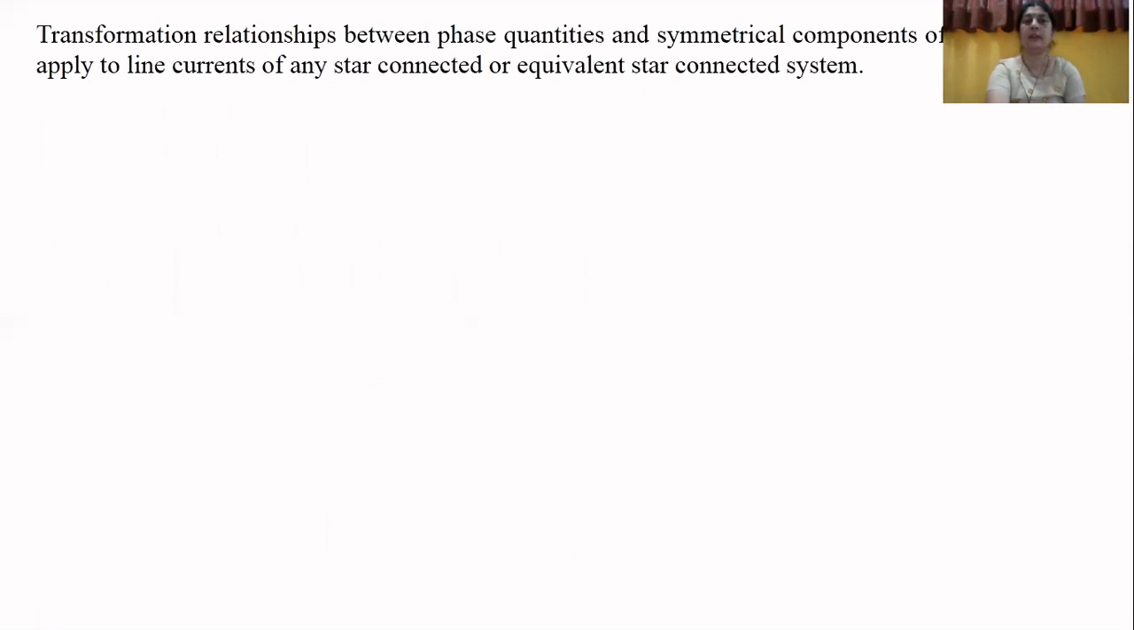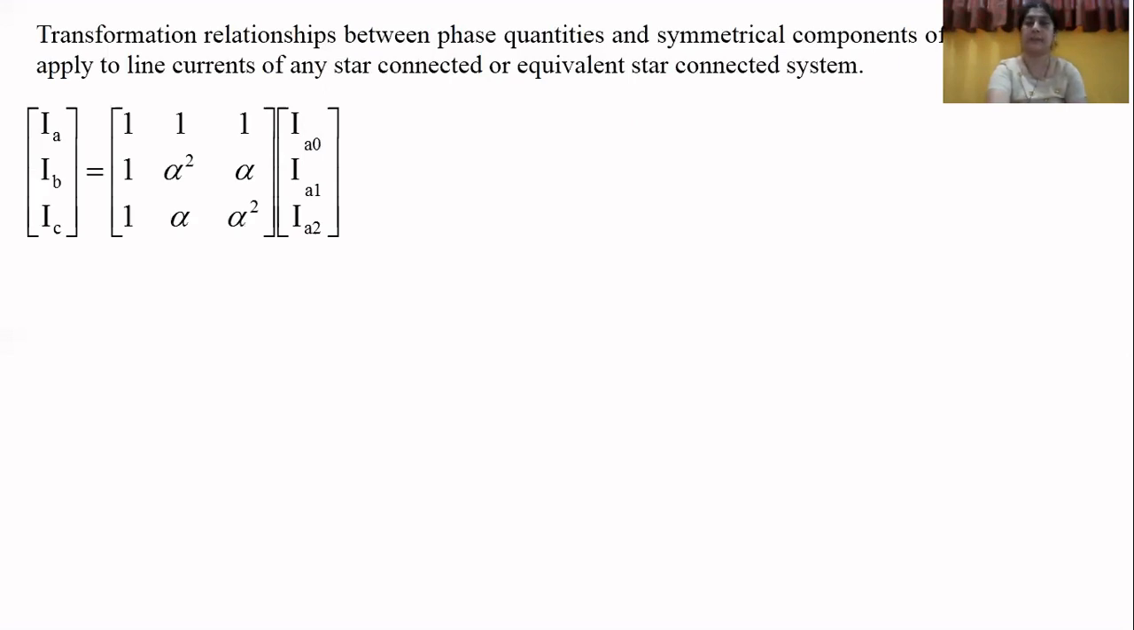After they are interchangeably expressed in one term or the other, usually whenever we are talking about these components, we are referring to a star-connected system or an equivalent star-connected system. And whatever relations we have seen now with respect to the phase voltages of a star-connected or equivalent star-connected system can be extended to the line currents of the star-connected and the equivalent star-connected system.